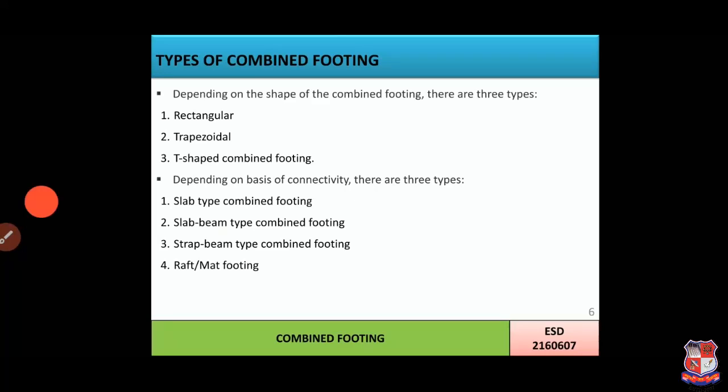Now, types of combined footing. Depending upon the shape of the combined footing, there are basically 3 types: rectangle, trapezoidal and T-shape combined footing. That is the first category. And second category, depending upon the basis of connectivity, there are 4 types. Sorry, by mistake I have written 3 types over here.